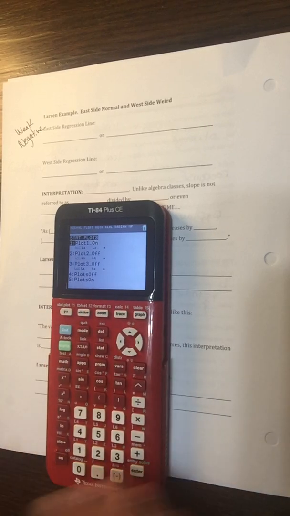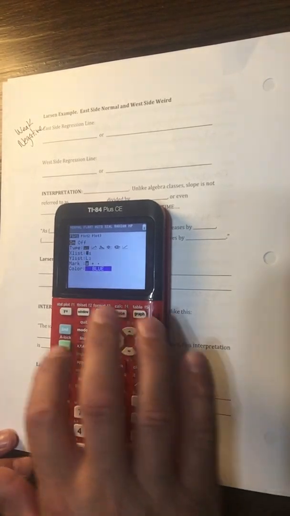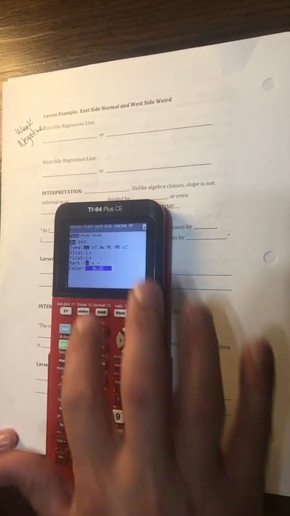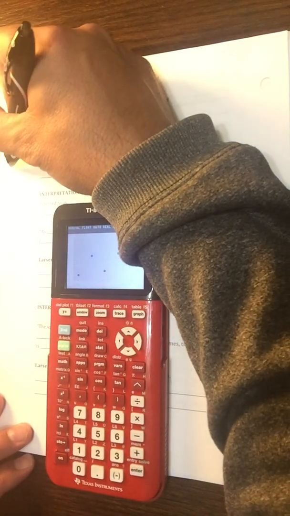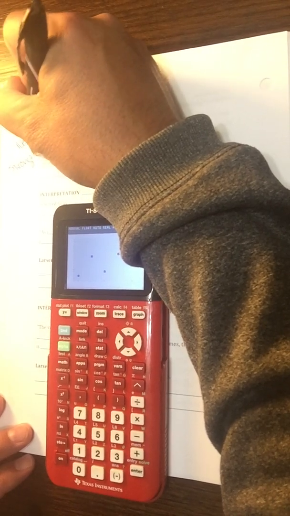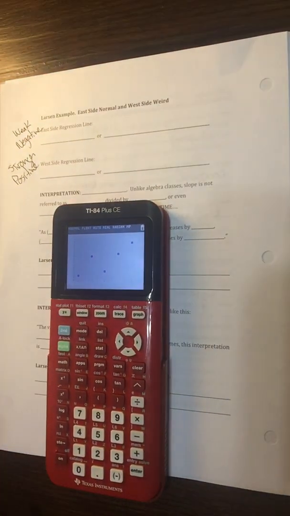Okay, so let's look at the other one. I hit second and y equals. I'm going to hit enter to turn the plot on, but this time I'll go L3 and L4. L3 right there. L4 right here, and I'll hit zoom 9 again, and I'll see the other one. Now this one's a little bit stronger, so I'll just write stronger than the last one, and this one is positive. So when we did correlation, we got a negative correlation and we got a positive correlation.